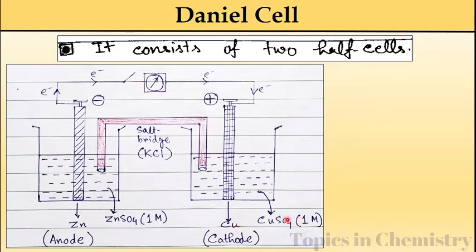Okay, and you can see in the bracket the strength of copper sulfate is given. This is the aqueous solution, so strength is 1 molar. This is also aqueous solution, and here also the strength is 1 molar. So this is the anode, and here it is cathode.